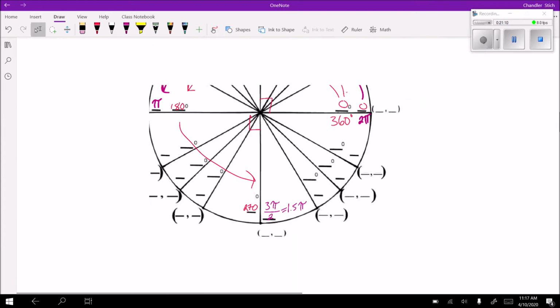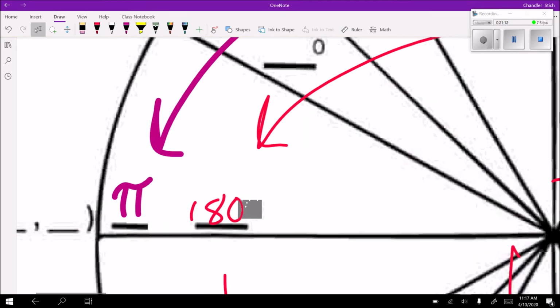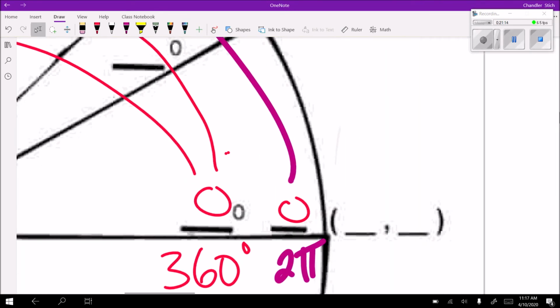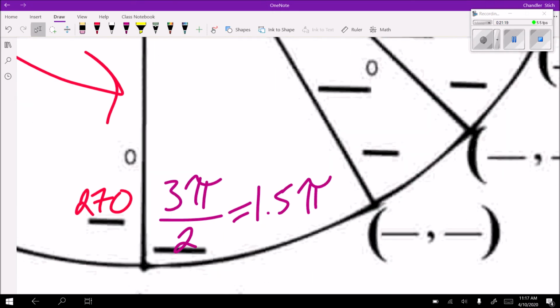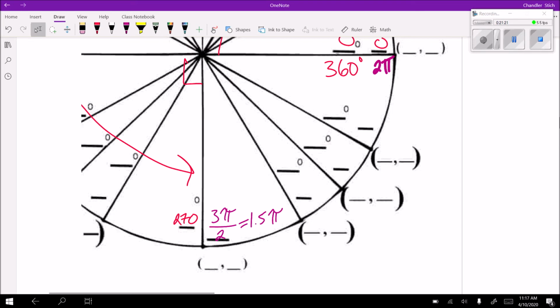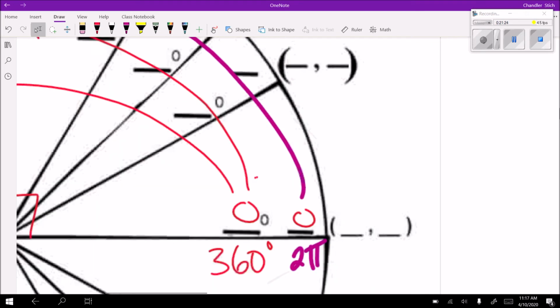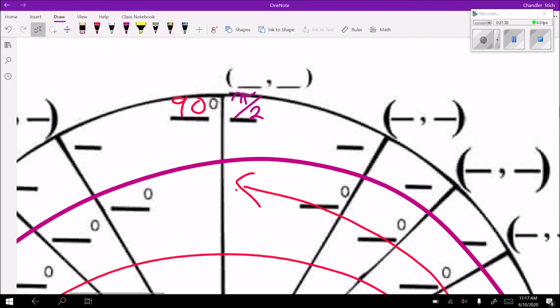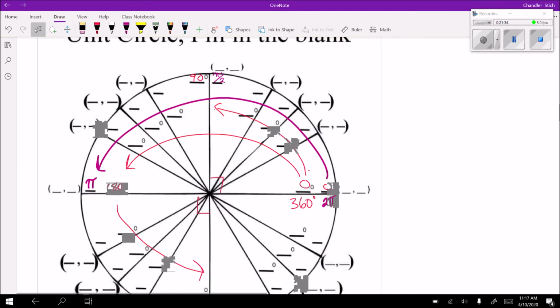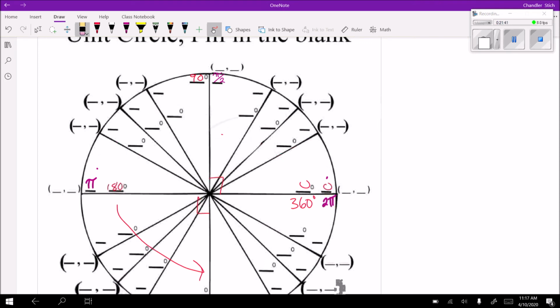Essentially, we know that this is 1 pi, and this is 2 pi. So what's in the middle? 1.5 pi. Right? Same thing up here. If this is no pi, and this is 1 pi, what's in the middle? Half pi, or pi over 2. All right, let me get rid of some of these lines. Get rid of this one. Get rid of that one.